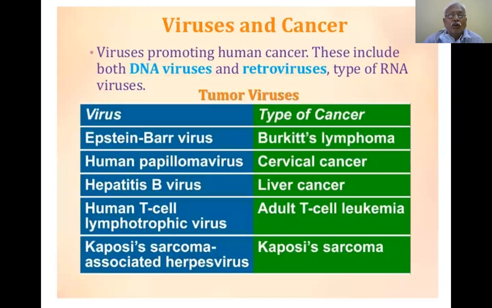So viruses promoting human cancer include DNA viruses and retroviruses. Retroviruses are a type of RNA viruses. So Epstein-Barr virus, as we just read out, Burkitt's lymphoma. So that is connected with the face. A huge tumor will be there.